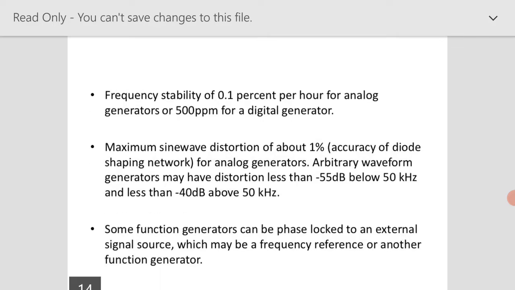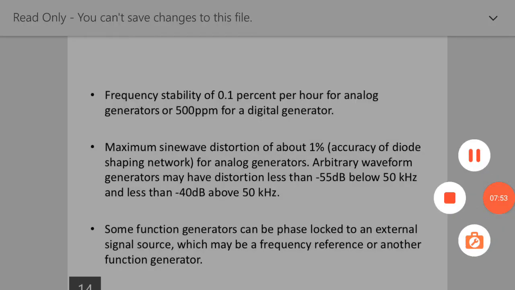The frequency stability is 0.1% per hour for an analog generator or 500 ppm for a digital generator. Maximum sine wave distortion is about 1%, given by the accuracy of the diode shaping network for an analog generator. Arbitrary waveform generators may have distortion less than 55 dB below 50 kHz and less than 40 dB above 50 kHz.